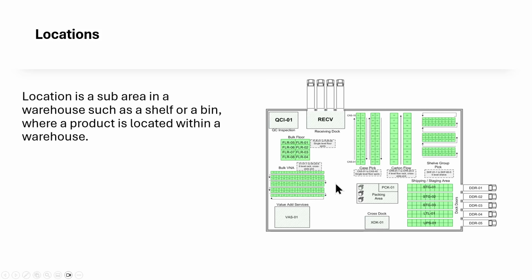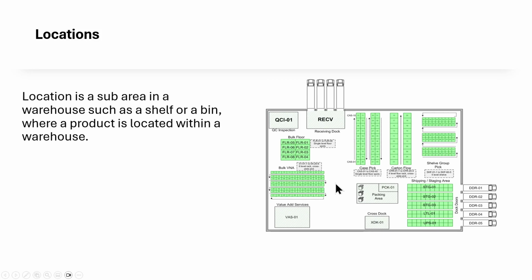Location. Location is a sub-area in a warehouse, such as a shelf or a bin, where a product is located within a warehouse. Location impacts the warehouse operation efficiency by letting the warehouse worker know the exact location of an item.